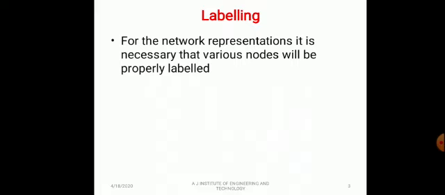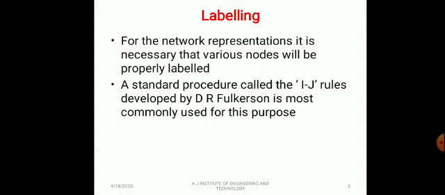For network representations, it is necessary that the various nodes be properly labeled. For that, Fulkerson's rule is there for numbering the events in a network. The numbering sequence of all the events in a network diagram should follow a set of rules as proposed by Dr. Fulkerson. A standard procedure called the I-J rule, developed by Dr. Fulkerson, is most commonly used for this purpose.